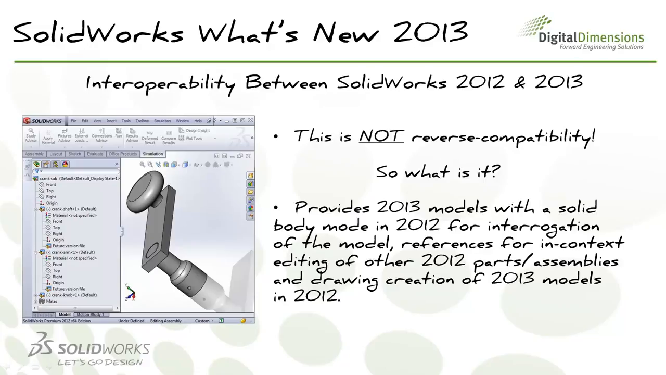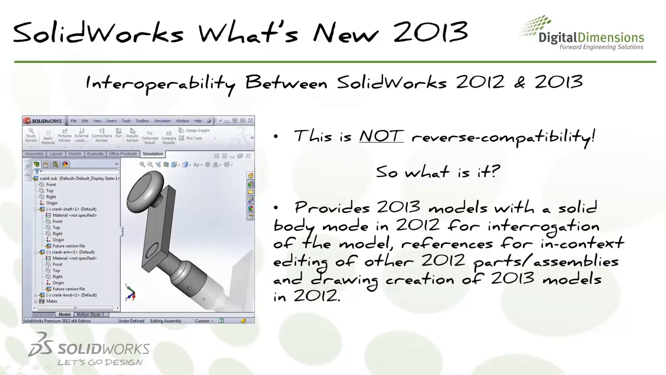Ultimately this gives us a rigid body mode of sorts and allows us to work with and interrogate the model. We can view configurations, measure the model, and check mass properties. When it comes to assemblies, we can make components that were created in 2013 in 2012, as well as create bills of materials. We can suppress, unsuppress, and more importantly create drawings of the future versions of these models.